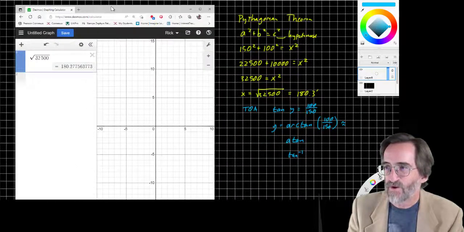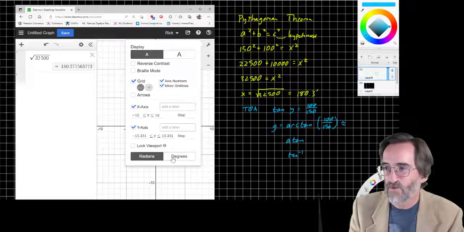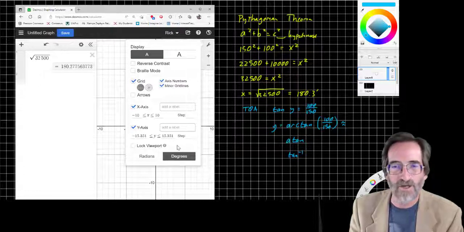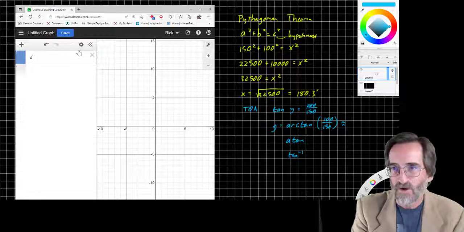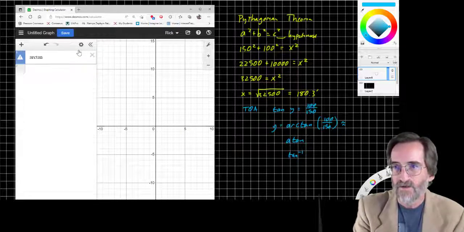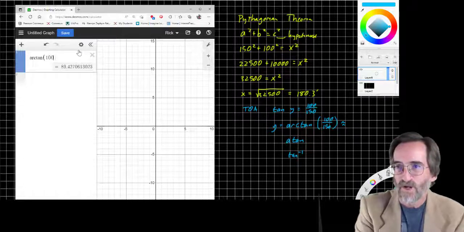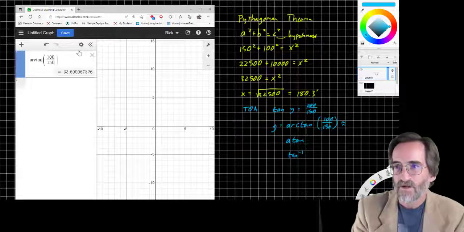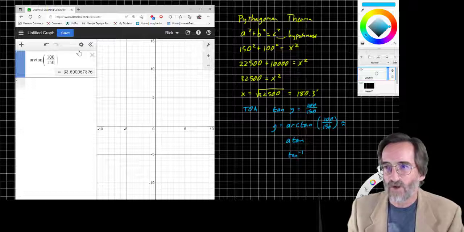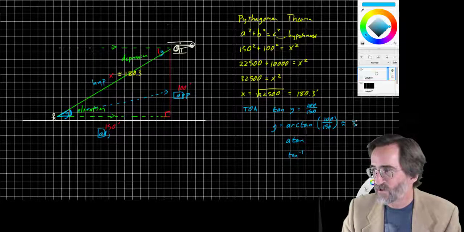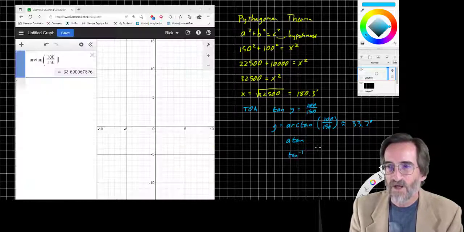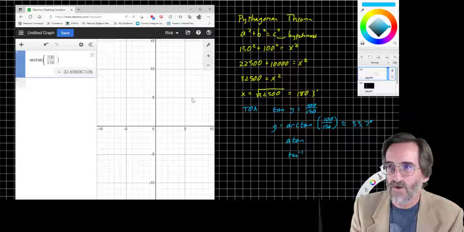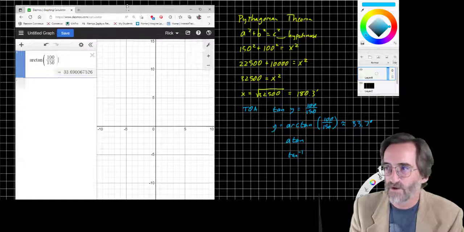Again, as with all Desmos stuff, we got to click the wrench tool. We got to make sure we're in degree mode so that we're getting our answers in degrees. Okay, and we can just do this: arctan, A-R-C-T-A-N, parentheses 100 divided by 150, and we get 33.7. 33.7 degrees.